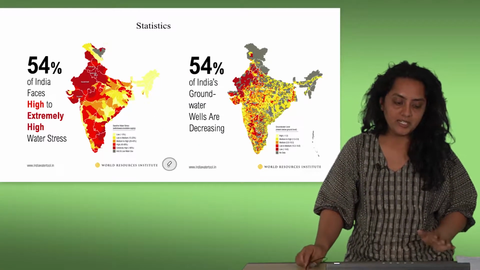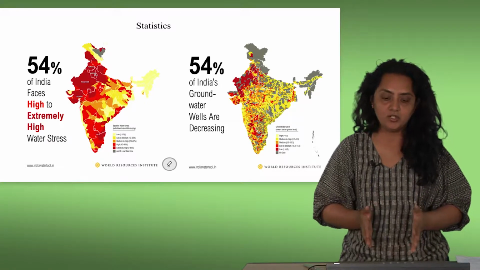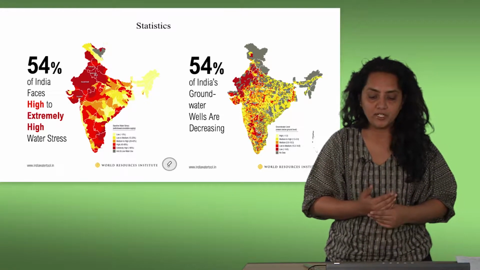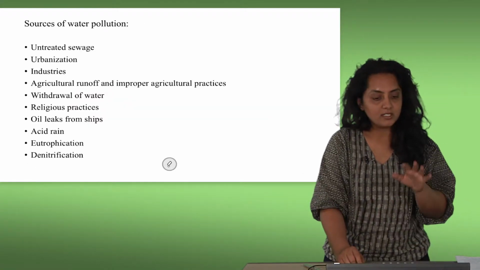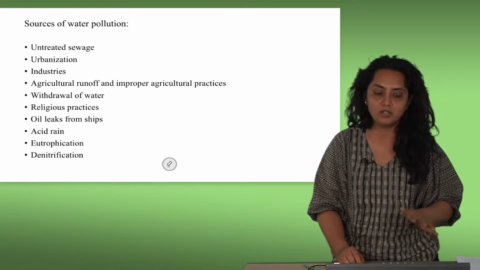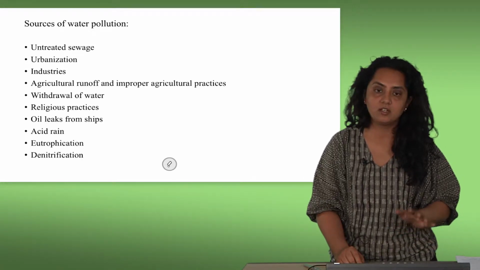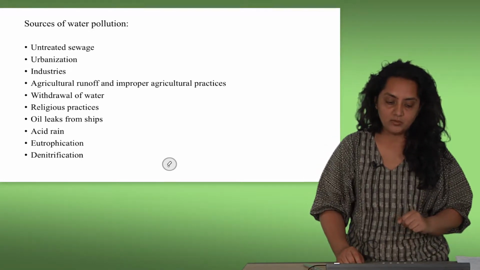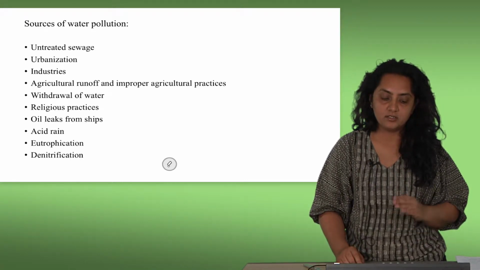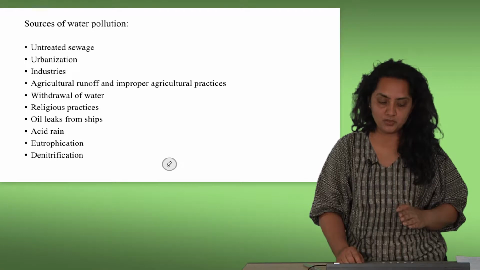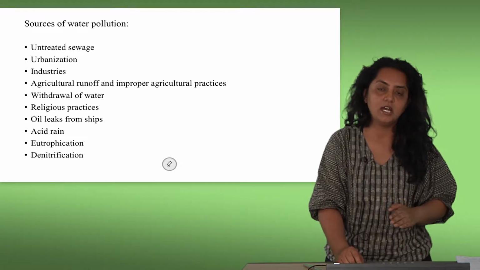Also, 50% of India faces high to extremely high water stress, and 50% of India's groundwater wells are decreasing. So these are the sources of water pollution, which include untreated sewage, urbanization, industries, agriculture runoff and improper agriculture practices, withdrawal of water, religious practices, oil leaks from ships, acid rain, eutrophication and denitrification.